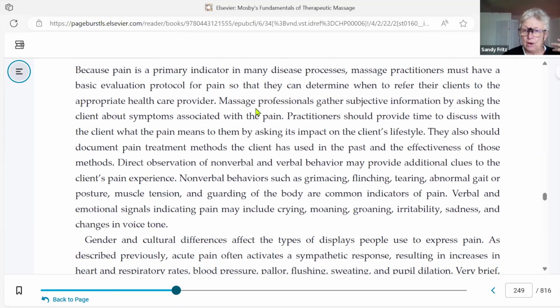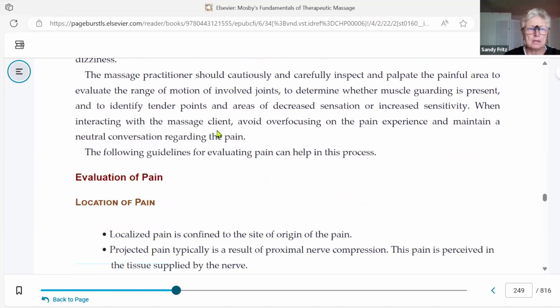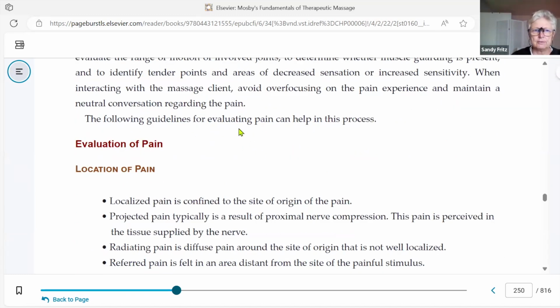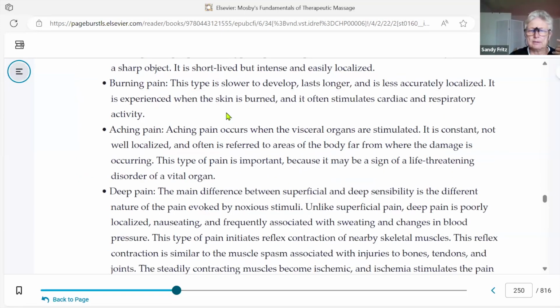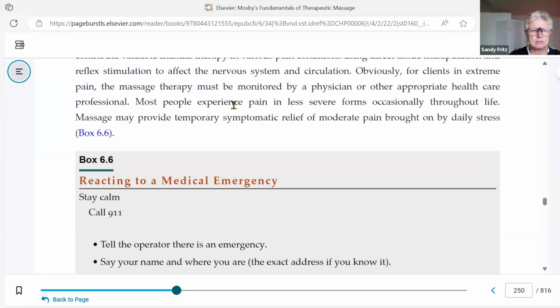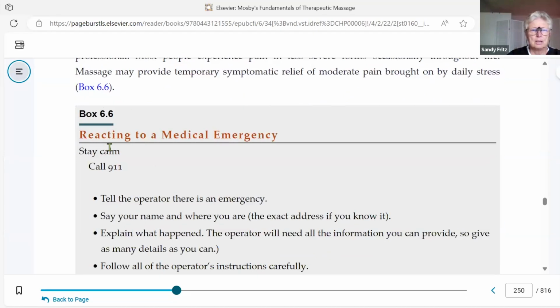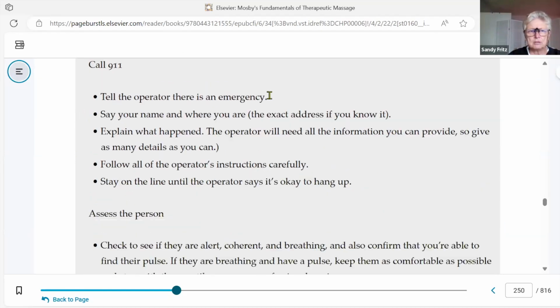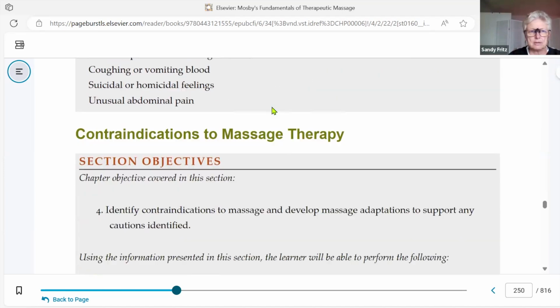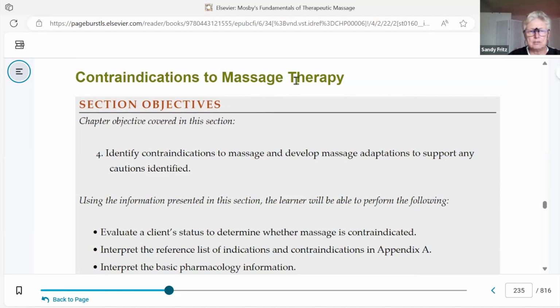When we are involved with pain management, and how we are going to interface with that to improve the quality of life, then we have to have a solid level of understanding of how we evaluate it and the different types of pain sensation. And this gives us our indication for massage. Here is a box related to medical emergencies, and we need to know how to respond to that. Contraindications to massage.